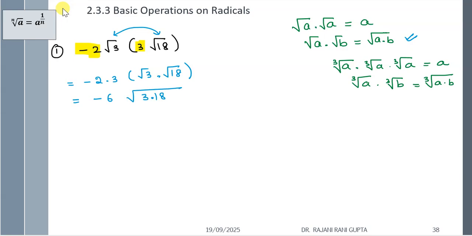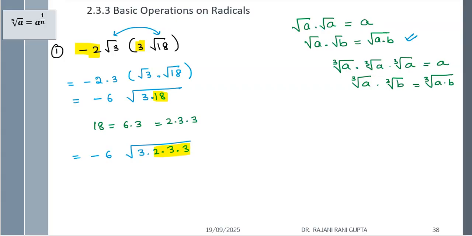3 times 18. Now, instead of multiplying and then factorizing, let's make the factors of 18. How can you write 18? It is 6 times 3. How can you further write 6? It is 2 times 3 times 3. So using this value of 18, we get minus 6 root of 3 here, and in place of 18 we write 2 times 3 times 3. So this is how we replaced 18.